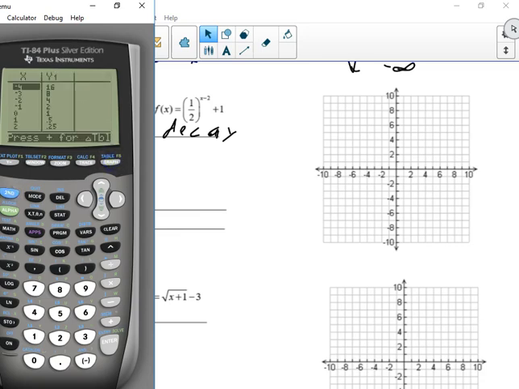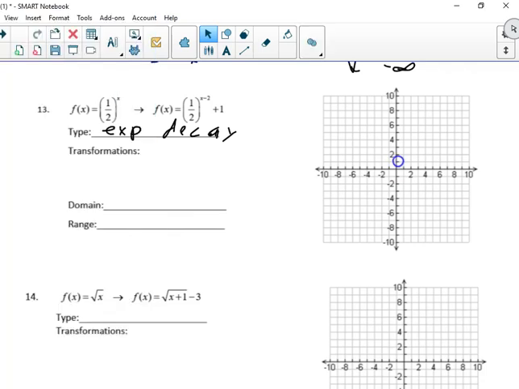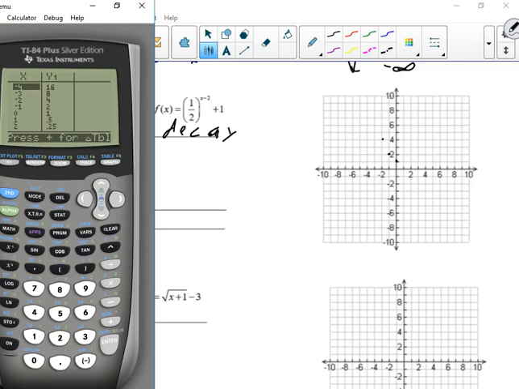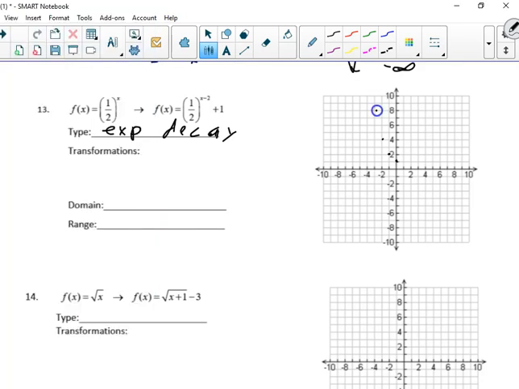So I go to my table, and I want 0, 1, negative 1, 2, negative 2, 4. Negative 3, 8, that's all I can do. Negative 3, 8, right there. And remember, it's going to come down, and get closer and closer and closer, and never hit 0. That's my parent function.